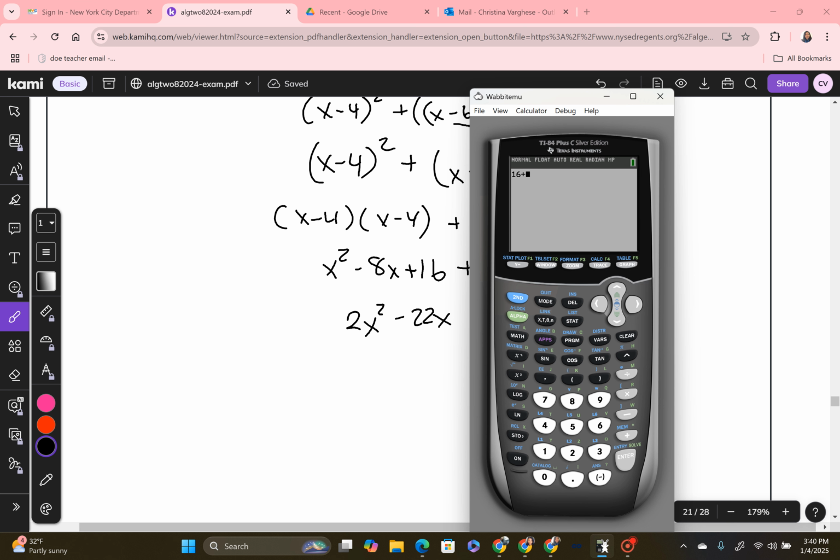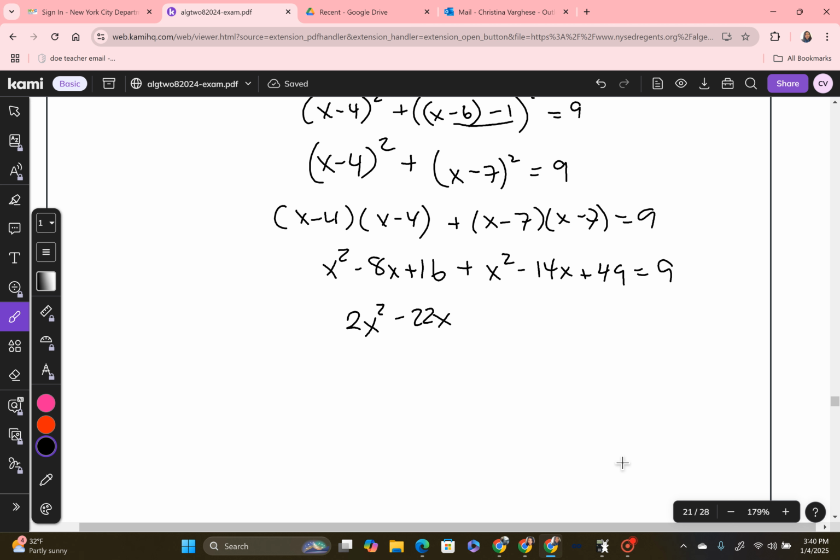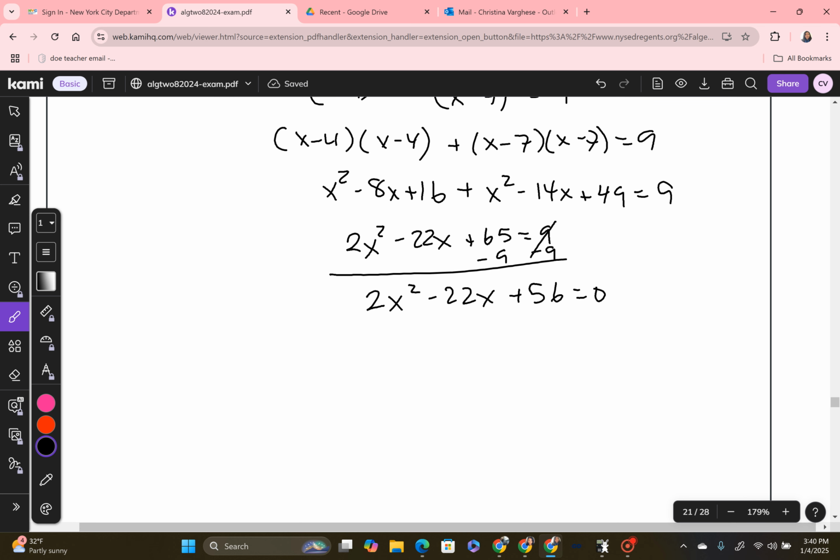16 plus 49. Okay. So we're going to get 65 plus 65 is equal to 9. So we're going to subtract 9 from both sides because we're going to get one side equal to 0. You see the theme here? So 2x squared minus 22x plus 56 equals 0. I see that everything goes into 2, so you can divide everything by 2 and you can get x squared minus 11x plus 28 is equal to 0.